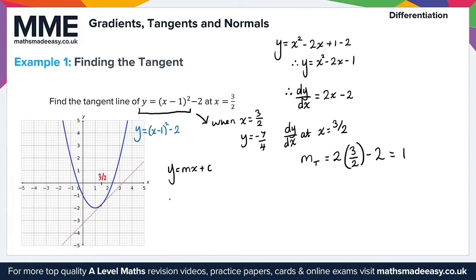So therefore, minus 7 over 4 is equal to mx, where m is 1, times by x, which is 3 over 2. So 1 times 3 over 2 here, and we have plus c. Okay, and all we need to do now is rearrange this to be in terms of c here.